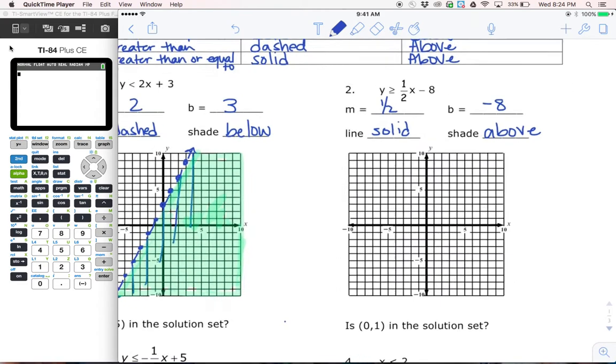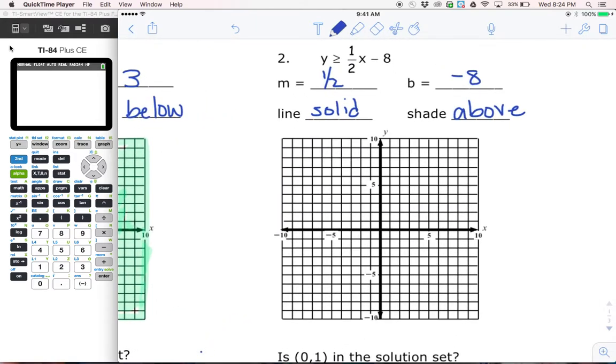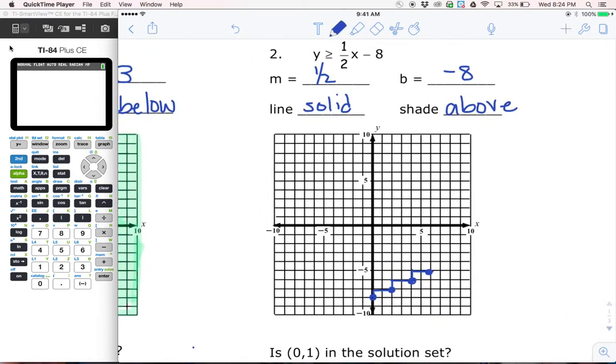So first things first, let's get some points on our graph. My y-intercept is at -8. And my slope is 1/2. So up 1 over 2, up 1 over 2, up 1 over 2. Draw your line here. There we go. Solid this time. And we're going to shade above the line. So everything on this side of the line gets shaded.